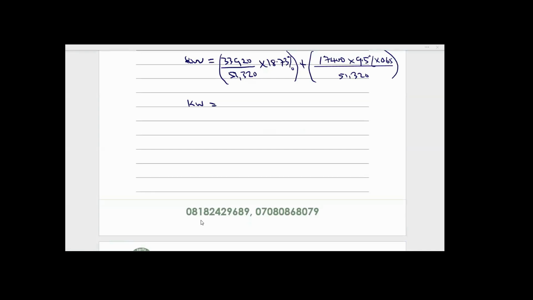33920 divided by 51320, equal, multiply by 18.6, 18.73. That's 12.38%.